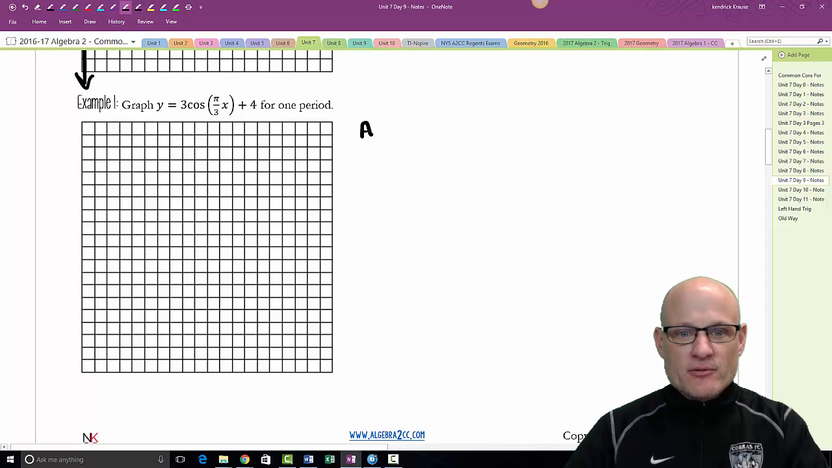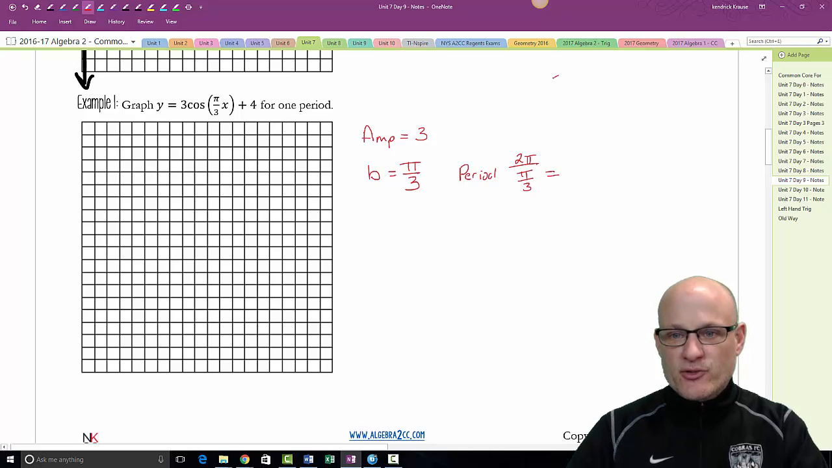So let's talk about amplitude. My amplitude is equal to 3. My B value is pi over 3. Now to find my period, I take 2 pi and divide it by my B value, which is pi over 3. If I do this, it's 2 pi over 1 times 3 over pi. Remember, multiply by the reciprocal. I get 6.